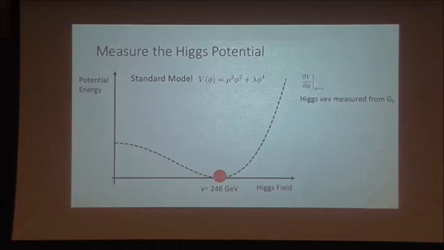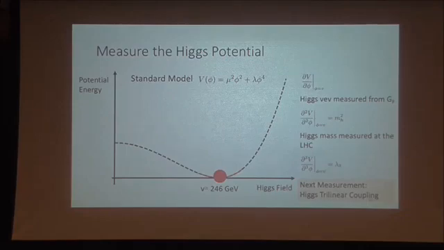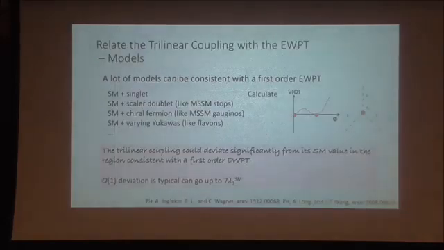So what do we know so far about the Higgs potential? In the standard model, the Higgs potential is completely specified by these two parameters. And we have measured a couple of things about the Higgs potential. So we have measured the Higgs mass from G Fermi. And also, we have measured the second derivative of the Higgs potential because we measured the Higgs mass. So the third thing we want to measure is the third derivative of the potential, and that is the Higgs trilinear coupling.